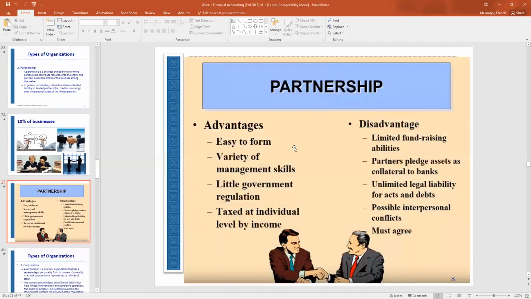Advantages: easy to form, you get more management skills than a sole proprietor. Often you don't have to deal with a lot of government red tape. And also in terms of taxation, it's single taxation. So the profits are distributed to the individual partners and they're taxed at their individual rates. So it has some of the disadvantages that a sole proprietorship has. So limited ability to raise money, potentially unlimited legal liability for acts and debts, and so forth.